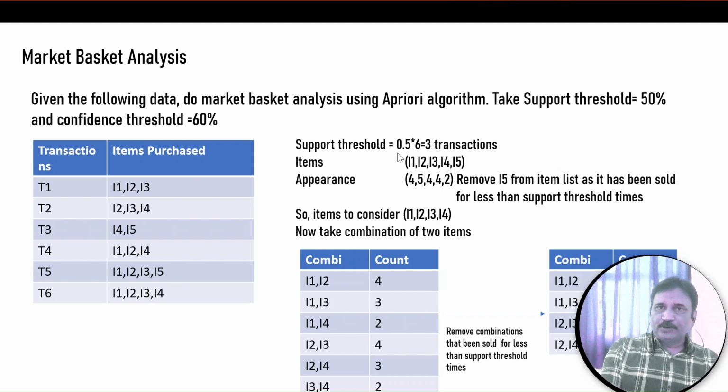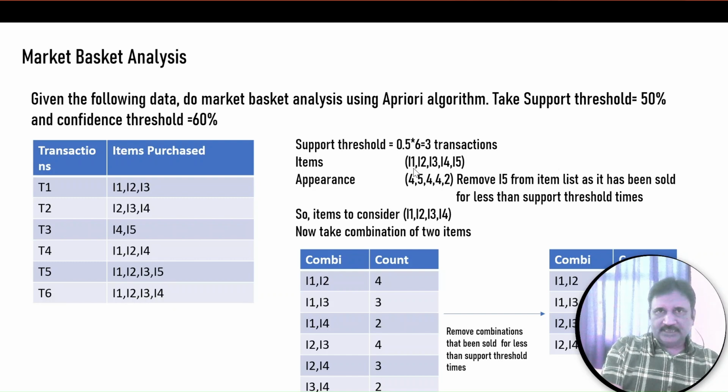So the support threshold is 0.5 times 6, where 6 is the number of transactions. So 0.5 times 6 is 3. Now, we'll see what is the support for each item. I1, as we have seen, appears 4 times. I2 appears 5 times. I3, let us count it now. I3 appears 1, 2, 3 and 4 times. I4 appears 1, 2, 3, 4 times. I5 appears 1 and 2 times.